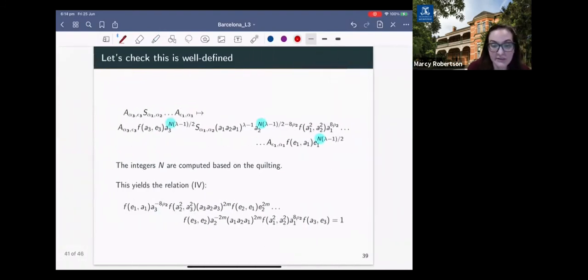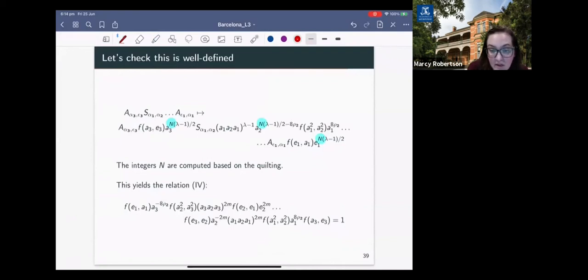Okay. Yep, there's a question in the chat. I don't know what you mean by computer generated.